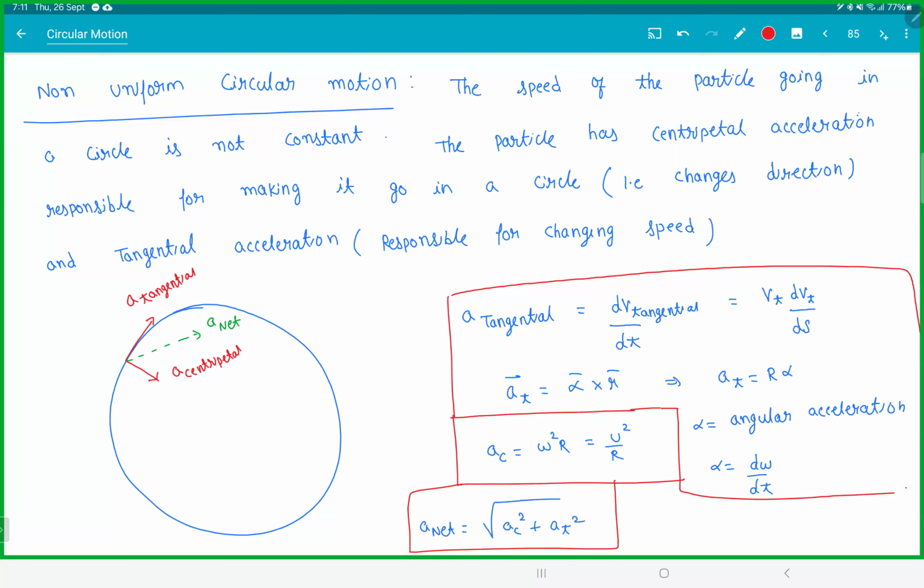What if your speed is changing? If your speed is changing, then your a centripetal also will keep changing, isn't it? So if someone is moving with increasing speed, then you also have to provide more and more centripetal acceleration to make it go in a circle. Let me show you a question with an example that would make things clear. Any doubts on this page?